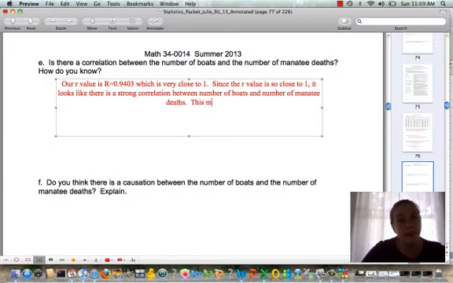So this means that the more boats, the more manatee deaths occur. Because it's a linear relationship.